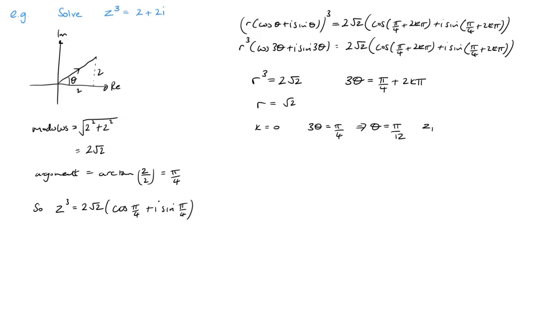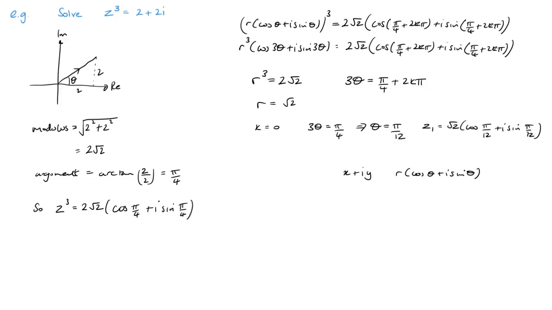So z1 is root 2 cos pi by 12 plus i sine pi by 12. And for these, you've got to pay attention to what the question asks. If it says it wants the answer in the form x plus iy, we'd convert this into that form. Or it might say it wants it in the form r cos theta plus i sine theta, which is of course the form that we have here.